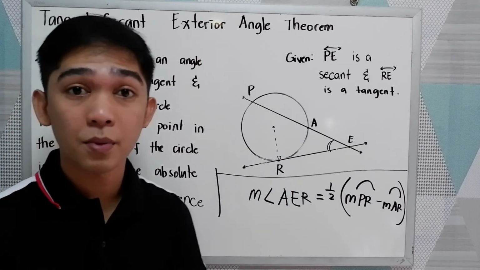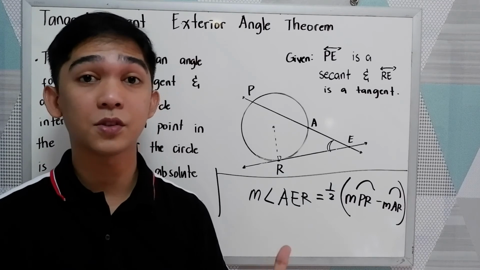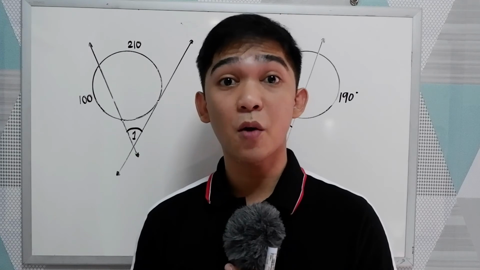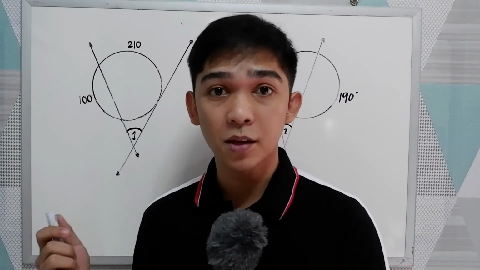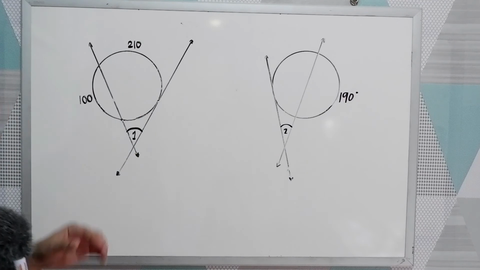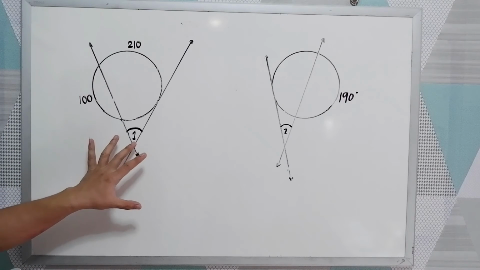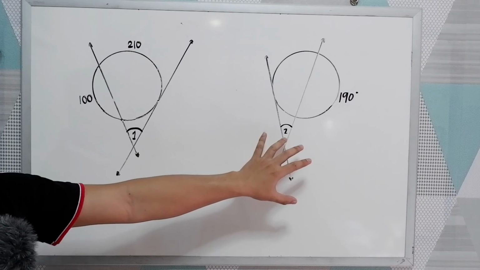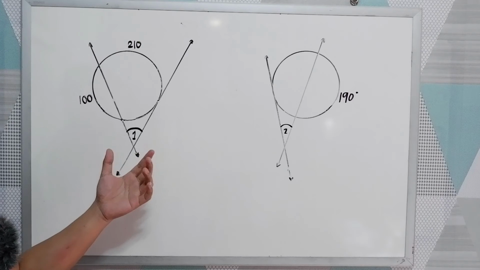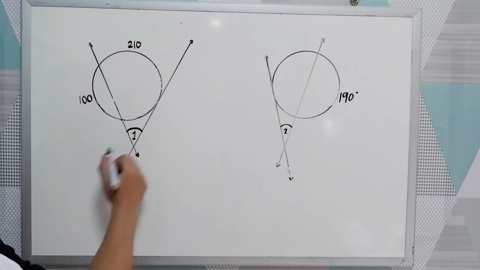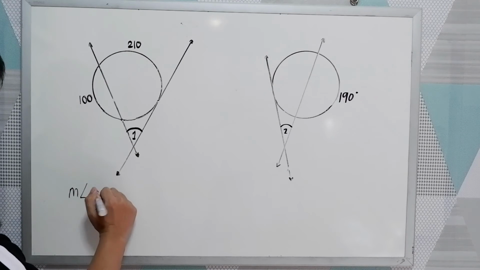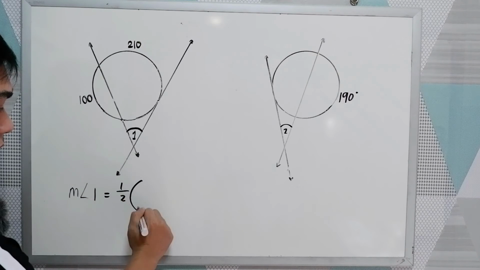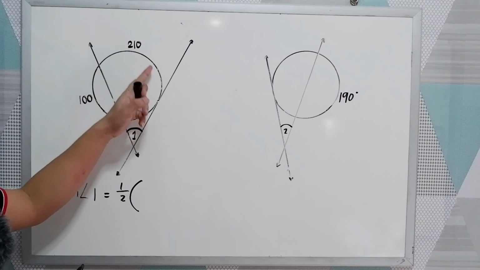To better understand this theorem, let's try to solve some problems. In this case, we're going to find angle 1, and in our second illustration, we're going to find angle 2. So let's solve angle 1 first. The measure of angle 1, the exterior angle, is 1/2 of the difference of the intercepted arcs.